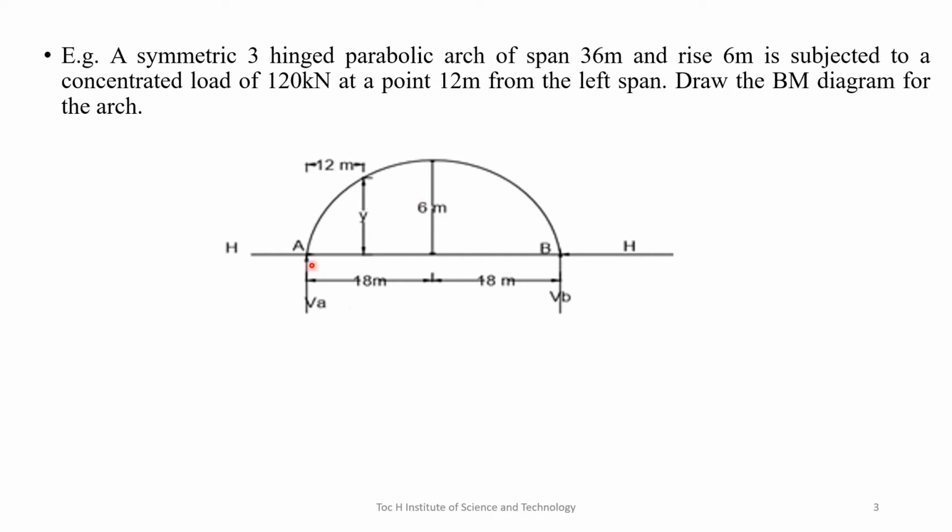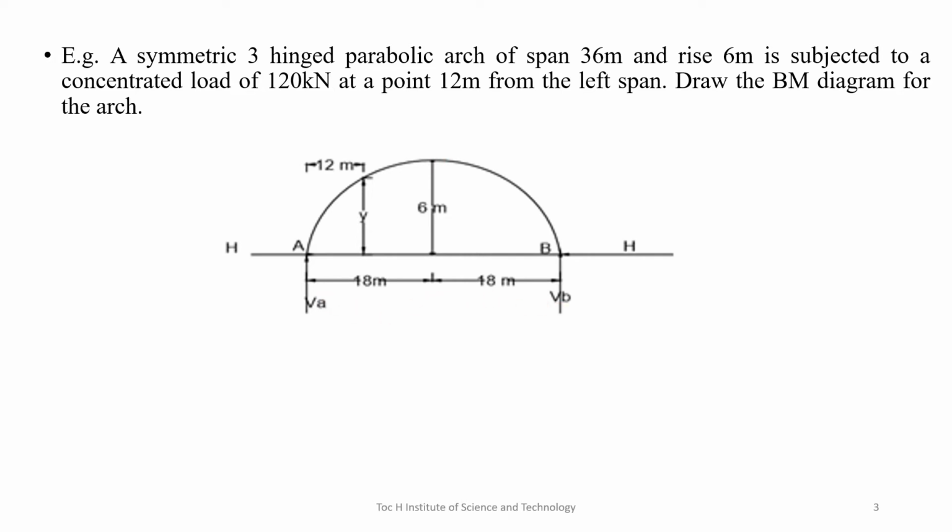So here you can see a simply supported, three-hinged beam, that is AB, and the arch is supported at A and B, and the internal hinge is at C. We can see a 120 kilonewton load acting at a point 12 meter from the left support. Now we have to draw the bending moment diagram for this arch. This is the central rise, it is 6 meter, and the total span is 36 meter.